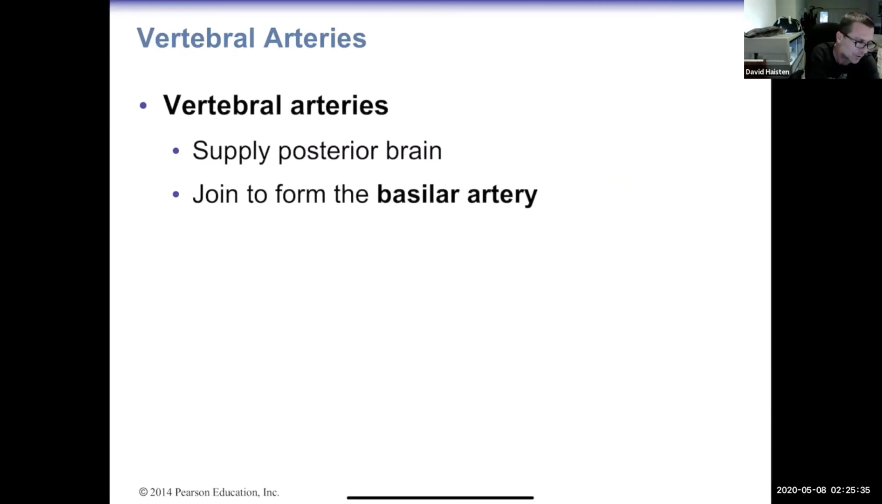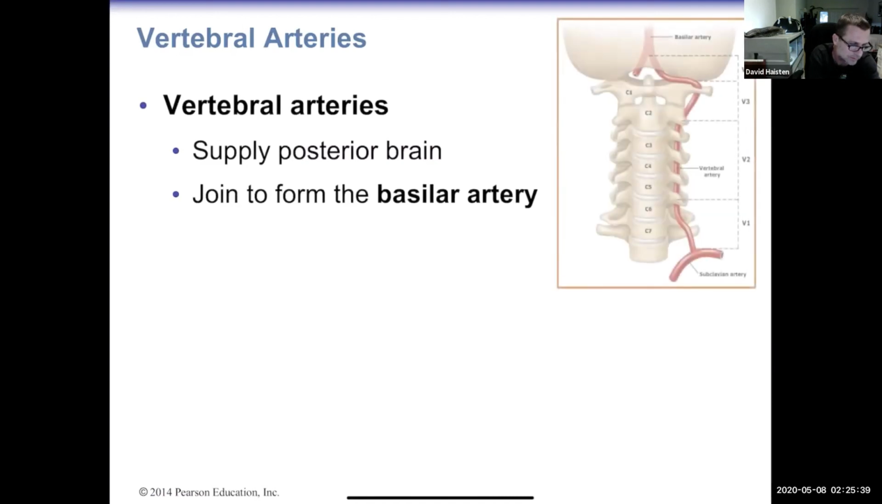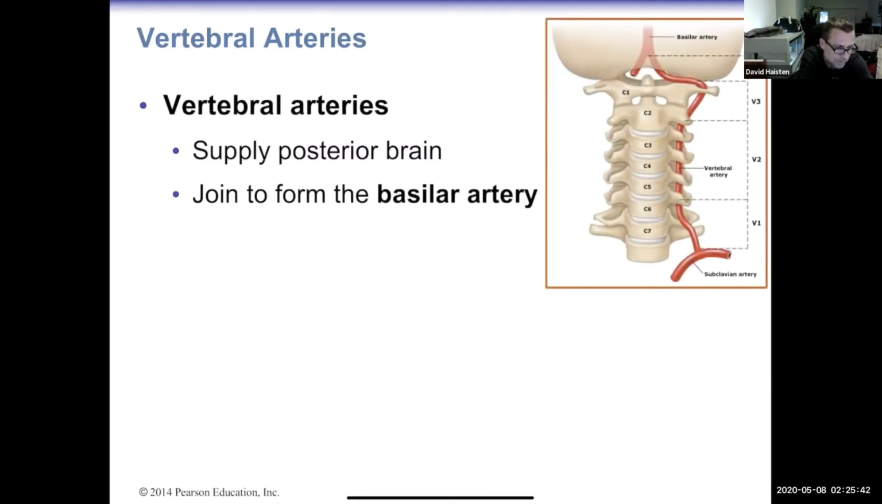Okay, your vertebral arteries supply the posterior brain. They join to form the basilar artery. Here we go. Here's the subclavian. First branch, vertebral arteries through transverse foramina. Head on through the foramen magnum and join as the basilar artery.